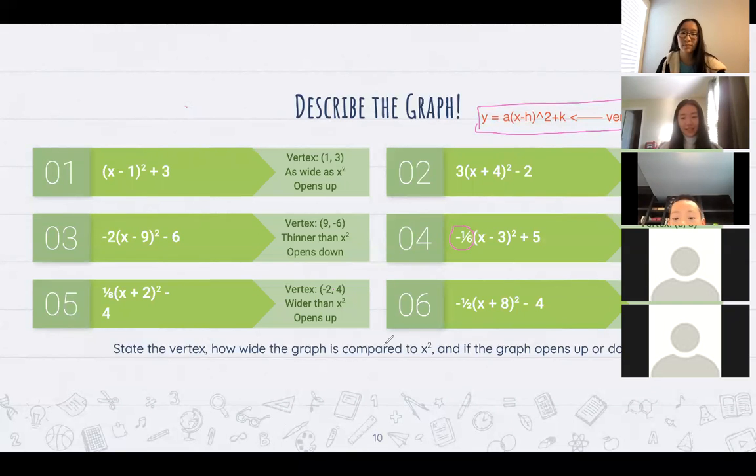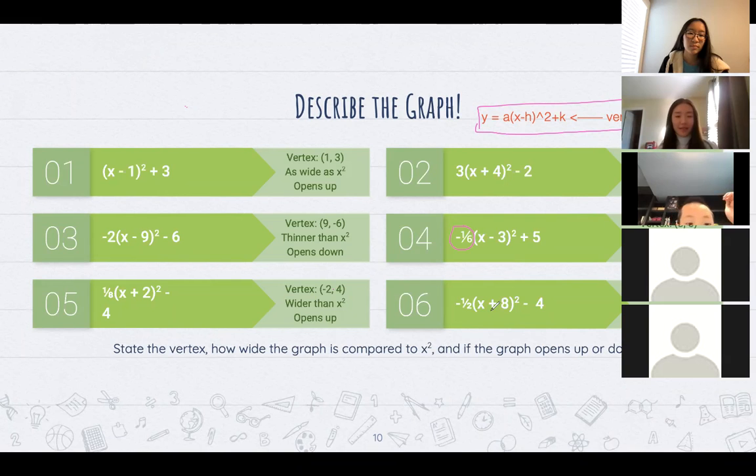Yes. So -1/2, and then in parentheses x plus 8, and then exponent 2, -4. I'm kind of confused about what to do. Okay, that's fine. So let's try to go through this together. Let's first try the graph opening up or down one. I think that's the most simple one.